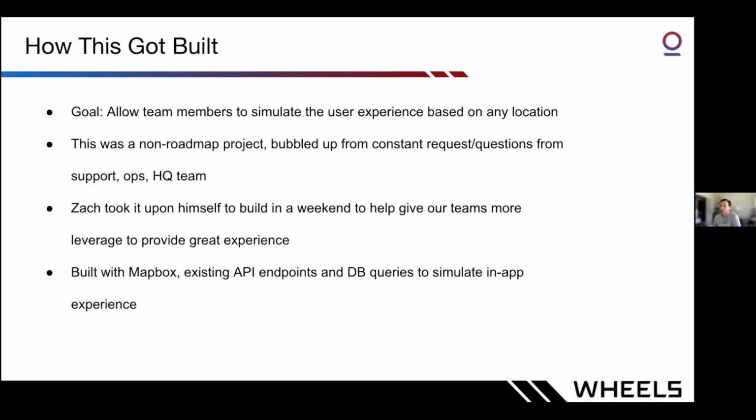So what we built, the goal was to allow team members to simulate the user experience based on any location. So if I'm sitting in LA, or if I'm sitting in San Francisco, what's happening in Madrid? Why is there issues with the bikes in Madrid? I think what's really cool about this is this wasn't a roadmap project.